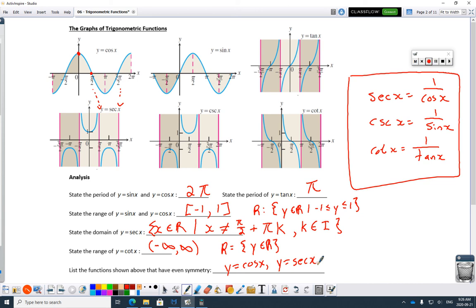Questions about the graph of those trig functions? More time on this slide?